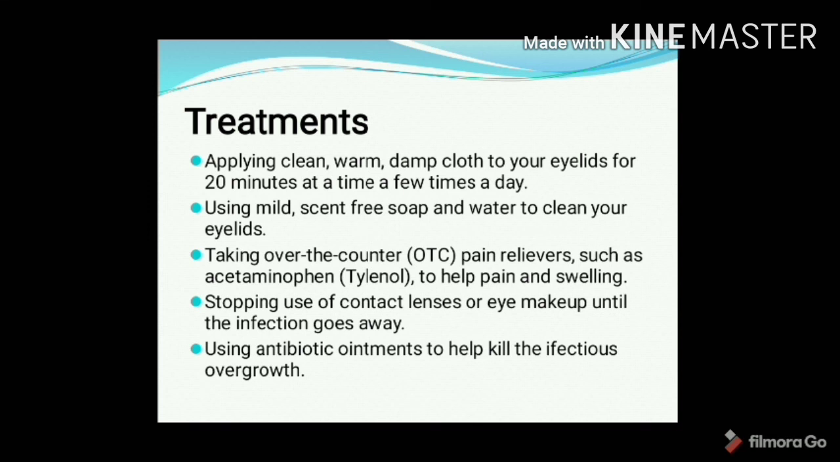So, kapag meron ka nito, syempre, iwasan mo muna mag-wear ng contact lens, no, at tsaka, iwasan mo muna mag-eyeshadow, no, for a while. At the same time, mag-makeup. And for the last, using antibiotic ointments to help kill the infectious overgrowth. So yan, mahalaga talaga yung antibiotics kasi sila yung number 1 na panlaban sa mga ganitong klaseng sakit.